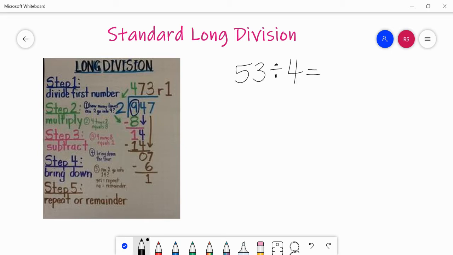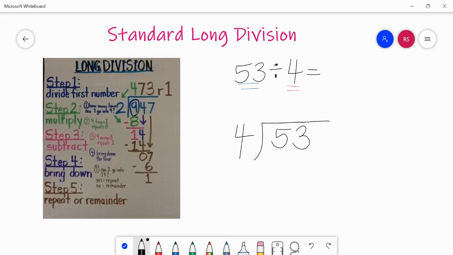So whenever I am placing my numbers in the correct position, I want to first draw my bar. So I'm going to do that here. And I want to make sure that my dividend, which is 53, goes inside or underneath this bar. And my divisor, which is 4, which is what I'm going to be dividing, is going to go on the outside of the bar. And then we know that our answer, which is our quotient, is going to go up top.